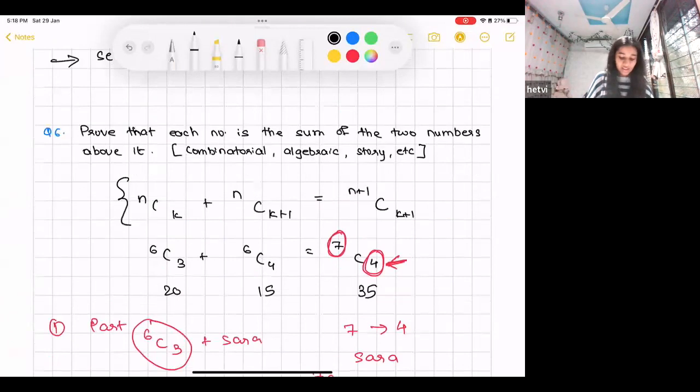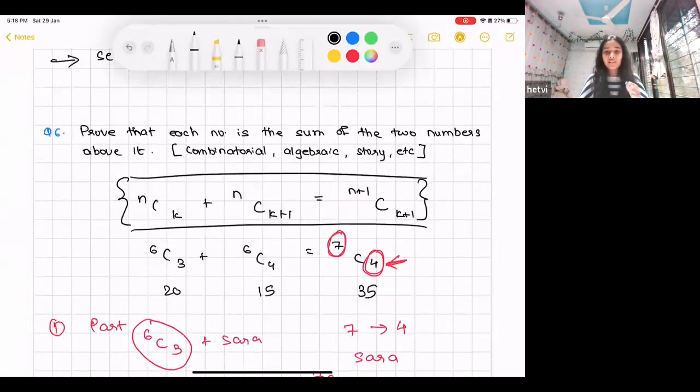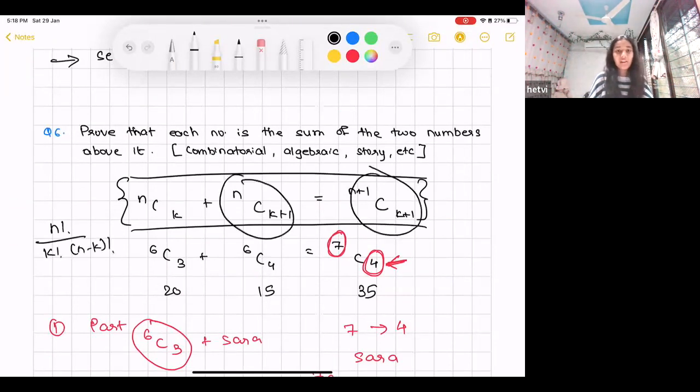So this is the generalized equation over here. To prove this algebraically, you can split this up into n factorial upon k factorial, n minus k factorial, and similarly split this term and this term. Take the LCM of the denominator and add the numerators. The LHS will be equal to the RHS, just by computing.